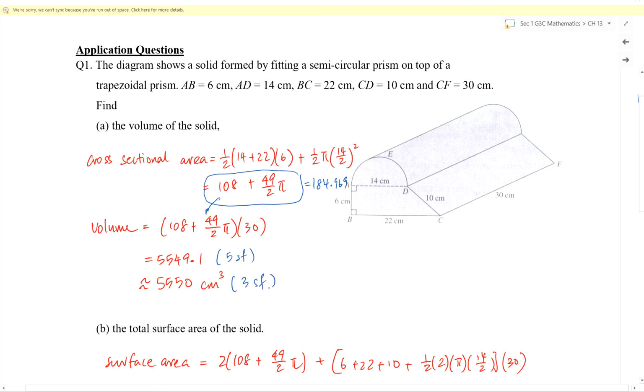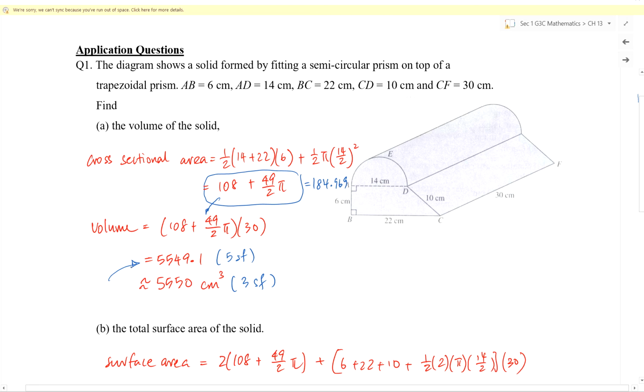This is a must in case you need this value for subsequent parts. For example, they may have a part E. If 1 cubic centimeter of this material costs $3, how much will this figure cost? So you need to take the volume multiplied by the cost, isn't it?